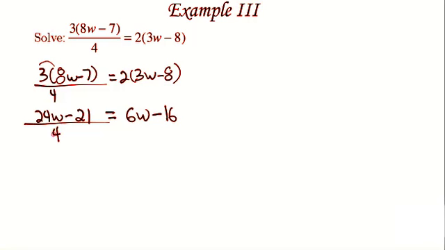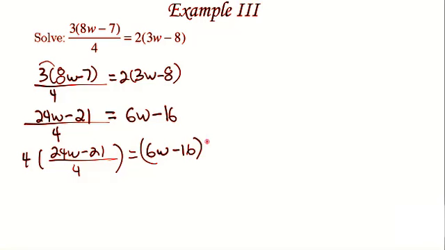Okay, I've removed the parentheses, and the next thing is going to be to eliminate this 4 from the left side, because right now I can't really work with the term on the left when 24w minus 21 all is being divided by 4. So in order to move that to the right side, I'm going to multiply both sides by 4. The 4's cancel out. So now I have 24w minus 21 equals (6w minus 16) times 4.